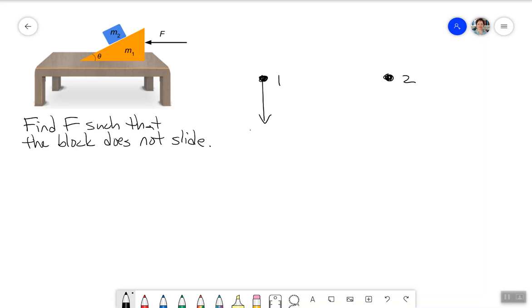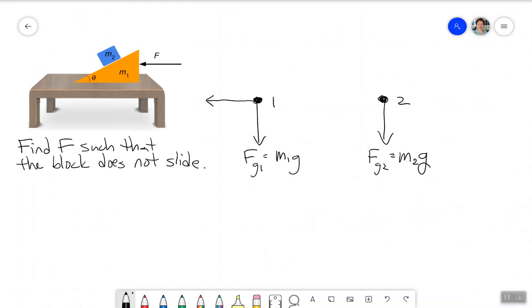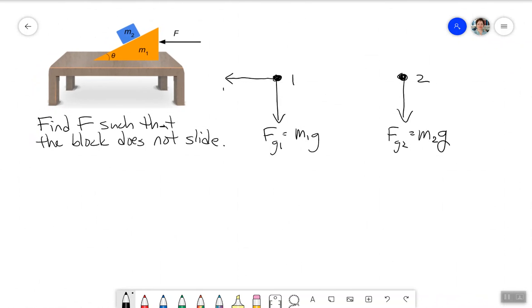Object 1 has the force, gravity on 1 is m1g, gravity on 2 is m2g, and then there is the pushing force. So the pushing force on the ramp pushes it left, and there's a contact force from the table. So here's the pushing force, which is just called F in the picture, and the contact force from the table. The force from the table is perpendicular to the table.